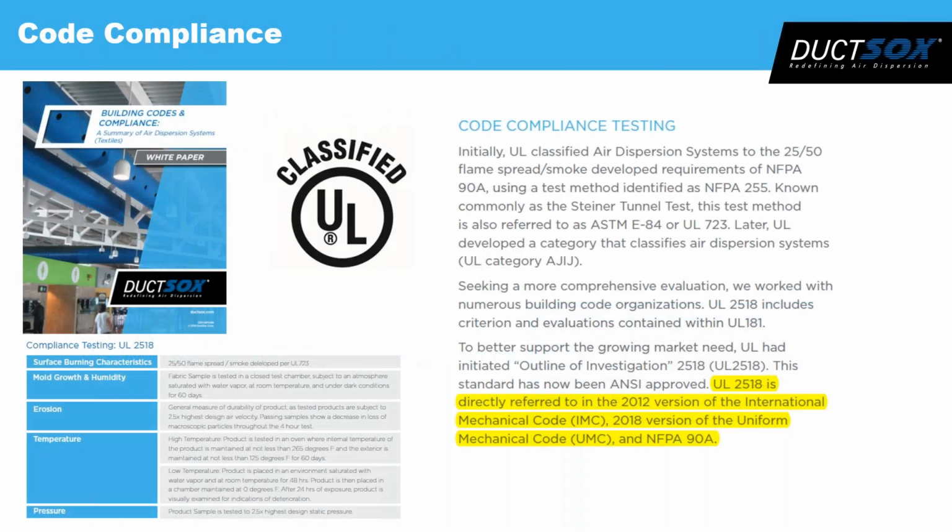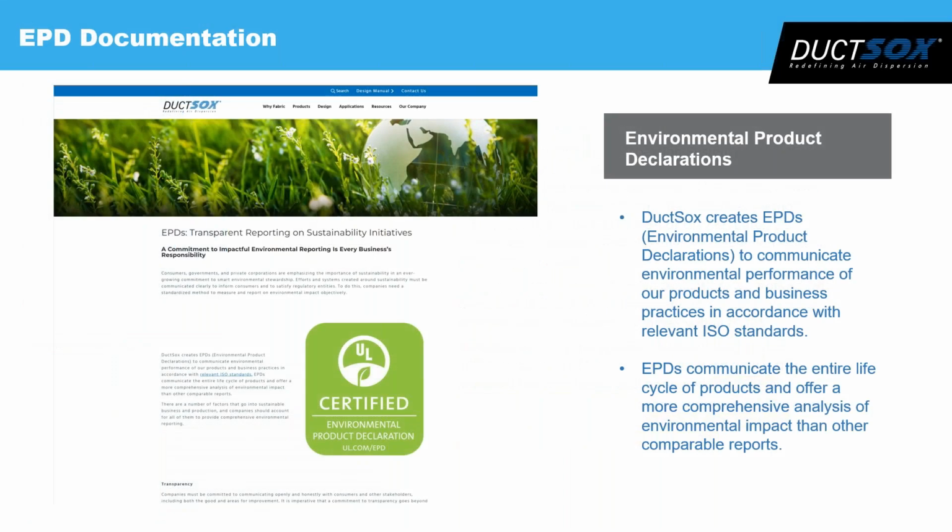And then code compliance, as I mentioned, they are classified under an air dispersion diffuser metric and not necessarily the duct metric or duct code. Also EPD documentation, so if you do need any documentation on a green certification, we can provide that as well through DuctSox. Just reach out if you have any questions on what we can provide for any of those.